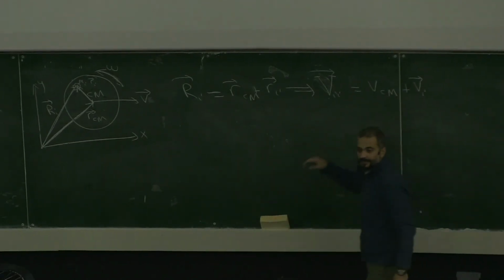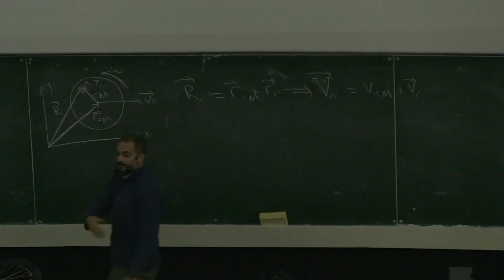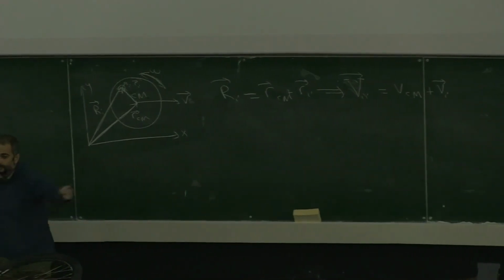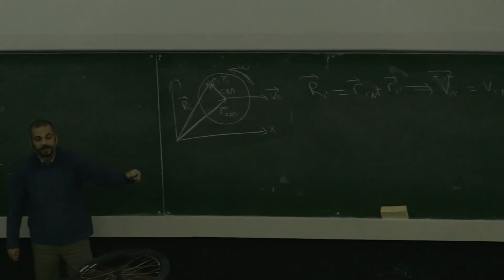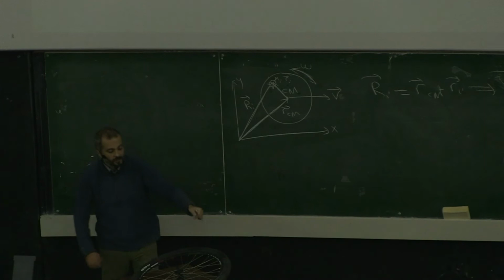So you can just imagine that somebody is riding the bike. The wheel is turning around, rotating. I look at the wheel. There is this point.